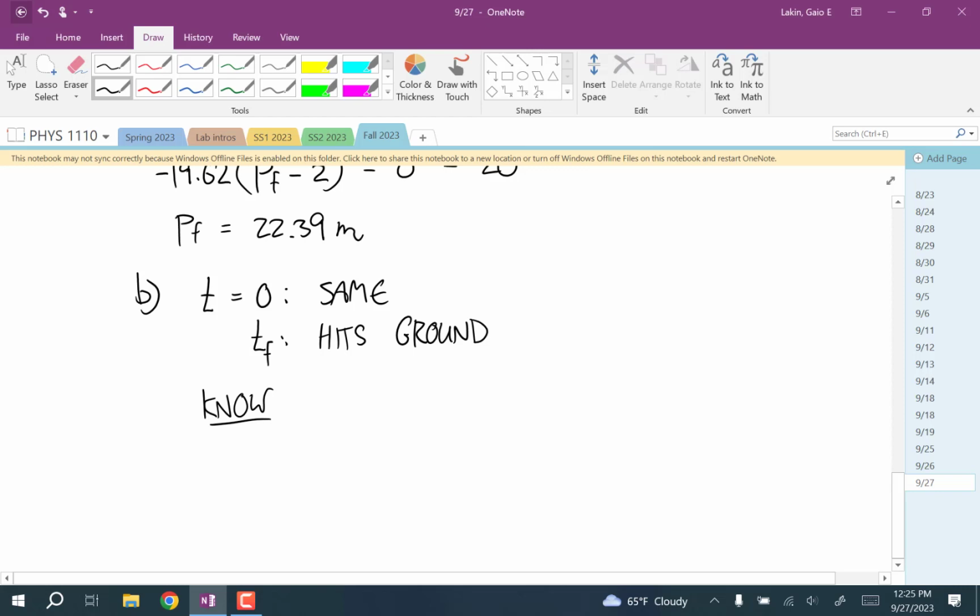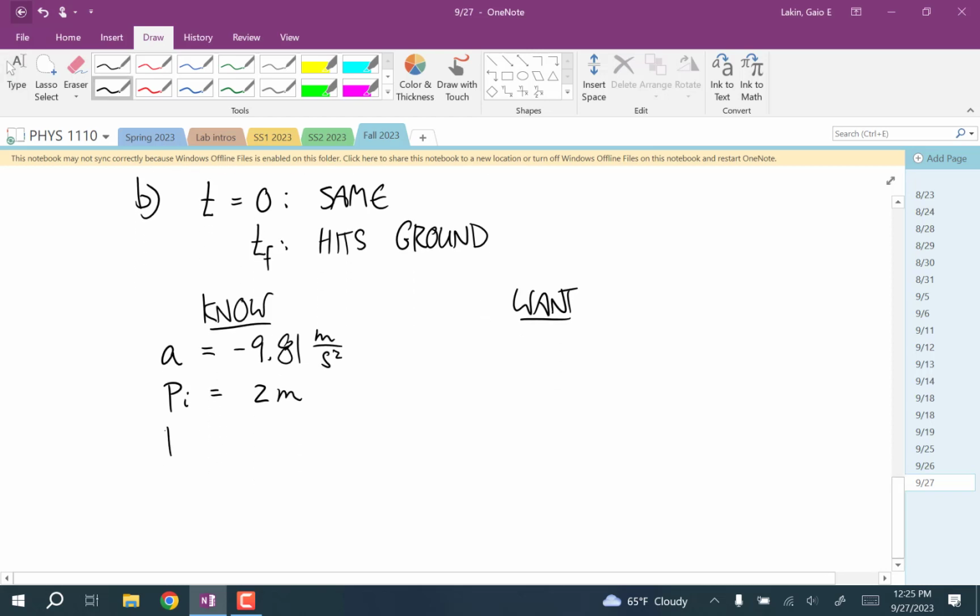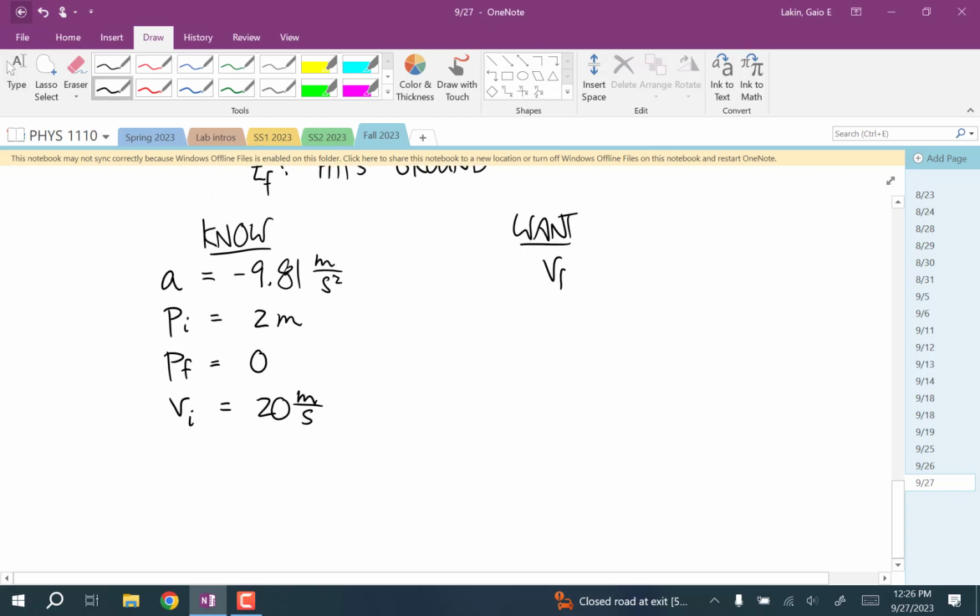So let's list out what we know and want. We don't know how long it takes to hit the ground. We know the acceleration. We know the initial position is 2. This time we know the final position since it's on the ground, and that's where my 0 position was. This is 0. Initial velocity is positive 20. Final velocity is what we're trying to calculate.